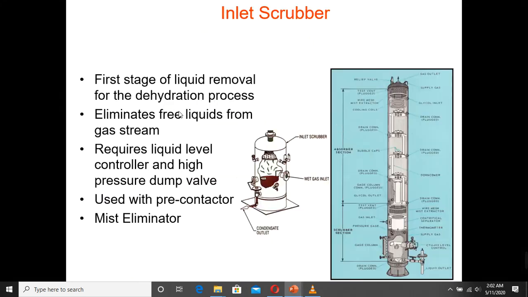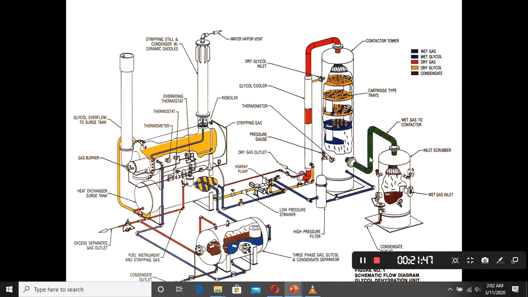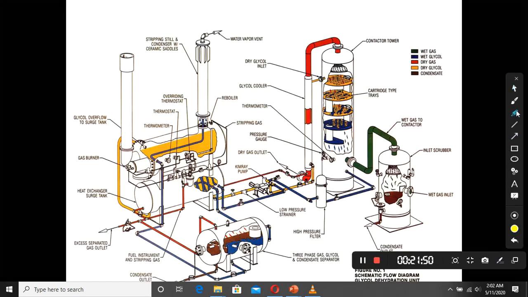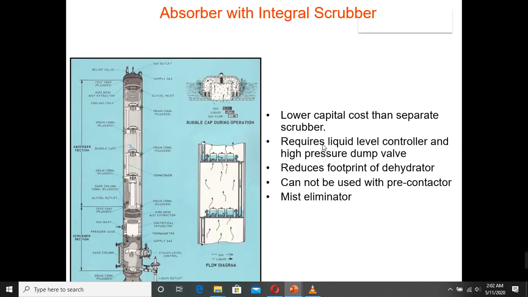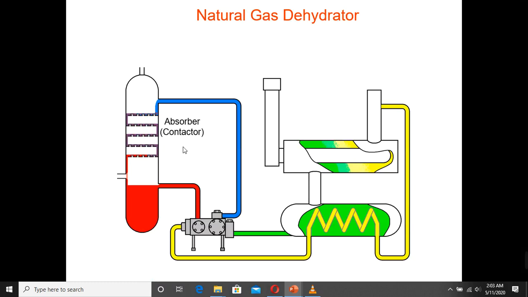Now the first step is the inlet scrubber, and we said that this part removes any free liquids from the gas stream. It requires a liquid level controller. So if any mist or free liquids or contaminants are here, they are removed in the scrubber. Nowadays we have a modern absorber tower whose lower part is a built-in scrubber which removes any free water also. It has a lower cost than operating the scrubber separately because they are together, so they take less energy to manage.